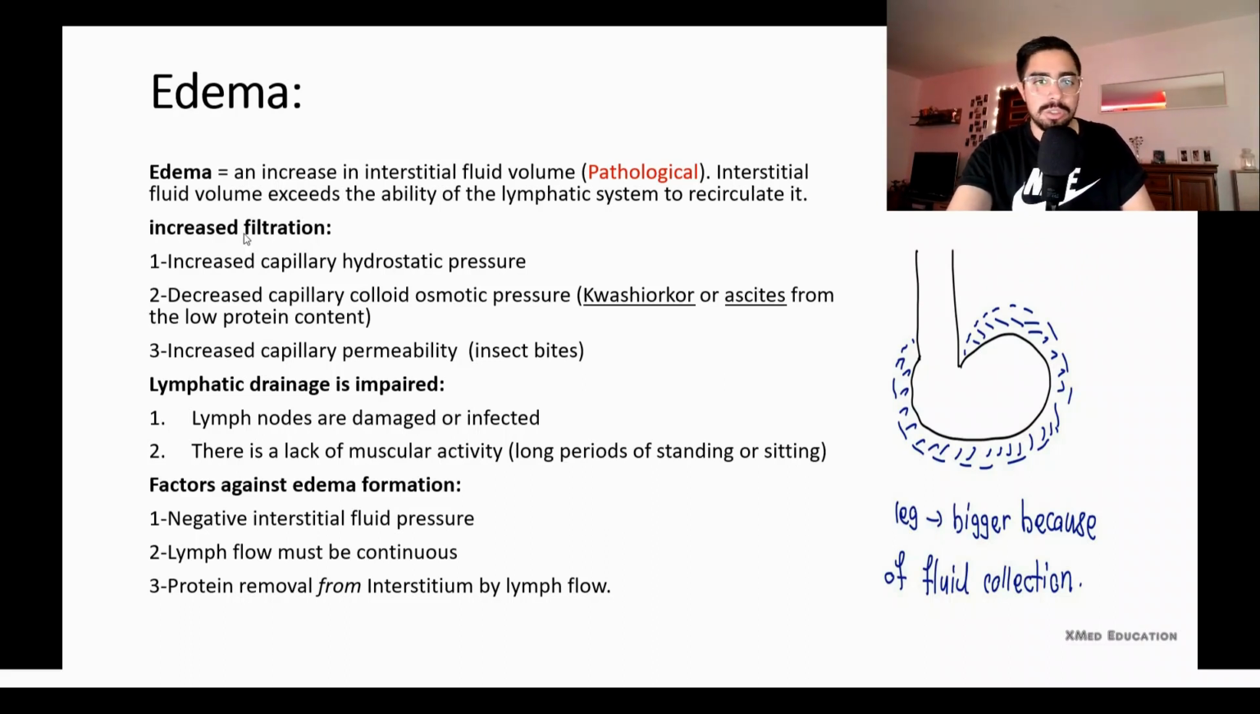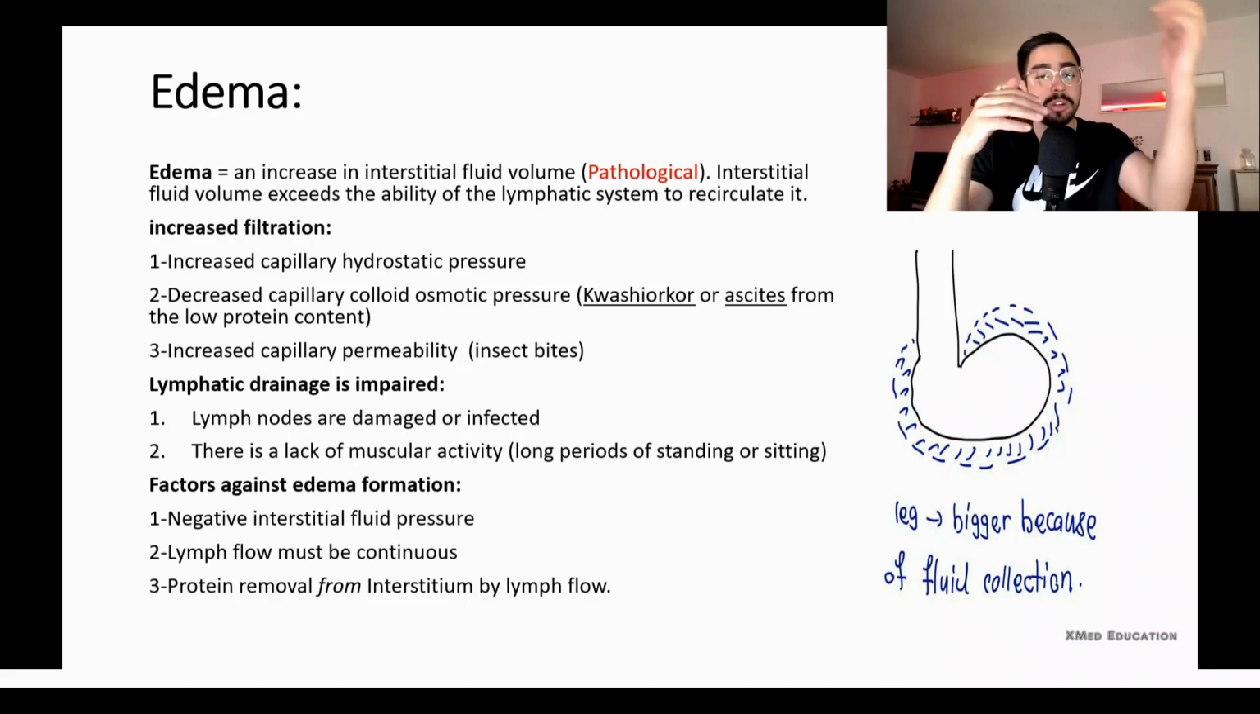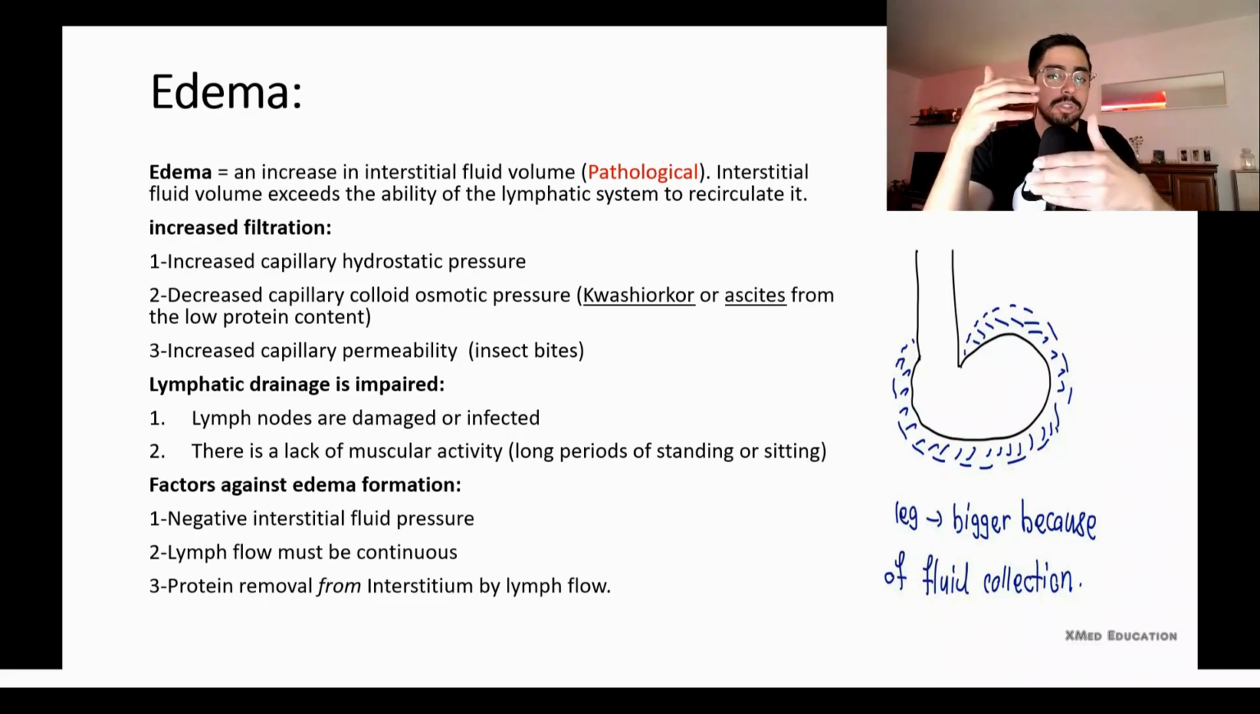It can be due to an increase in filtration. For example, if the capillary hydrostatic pressure increases, for example if the contraction of the heart increases, it can cause increased capillary hydrostatic pressure, and so we're going to have more filtration. The second is oncotic pressure. As you remember, we explained that the plasma protein concentration is the major factor for absorption of fluid from the interstitial compartment to the capillary.